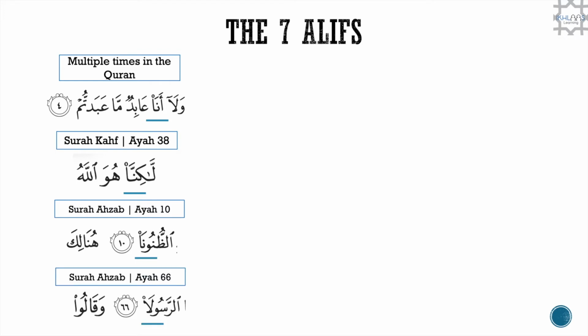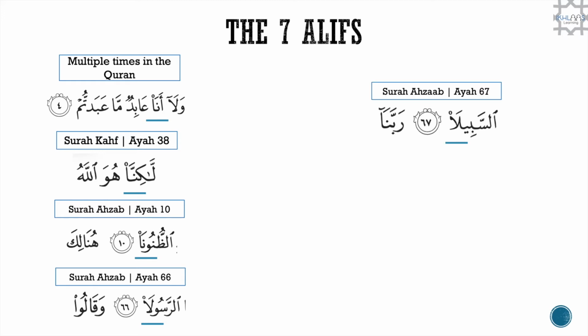The fourth example is from Surah Al-Ahzab, and the word is الرَّسُولَ, and the next word is وَقَالُوا. So if I was going to stop there, I would say الرَّسُولَا, وَقَالُوا, and I would stretch that alif with the lam for 2 counts. However, if I'm going to join both of the words together, I would disregard that alif and I would say الرَّسُولَ وَقَالُوا.